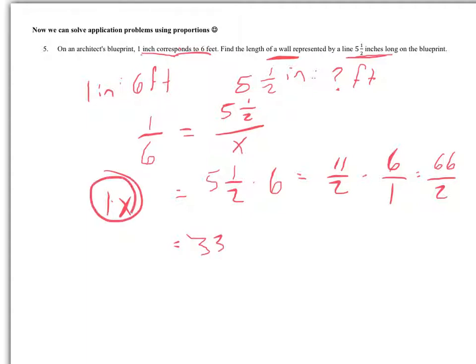And I'm not going to forget about the left-hand side of the equation, 1 times x. Well, that is the same as just an x. So we have x is equal to 33, and since that is my answer to the problem, I'm going to go back and remember what my units are supposed to be. In the original problem, it says that 1 inch corresponds to 6 feet. We're looking for the length of the wall corresponding to 5.5 inches. So that 5.5 inches would correspond to 33 feet.